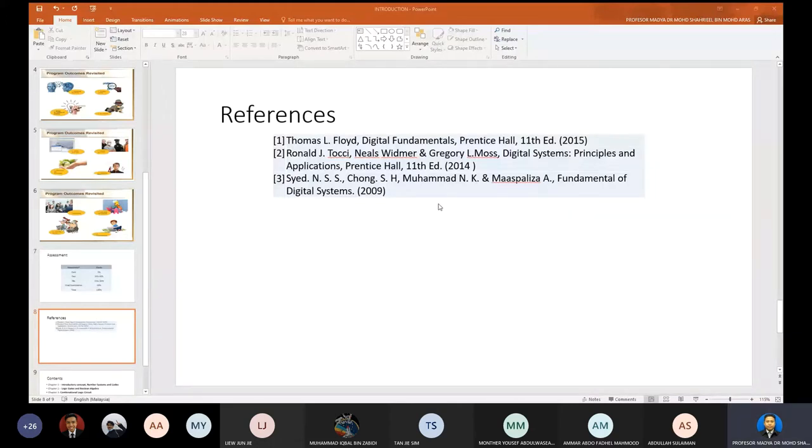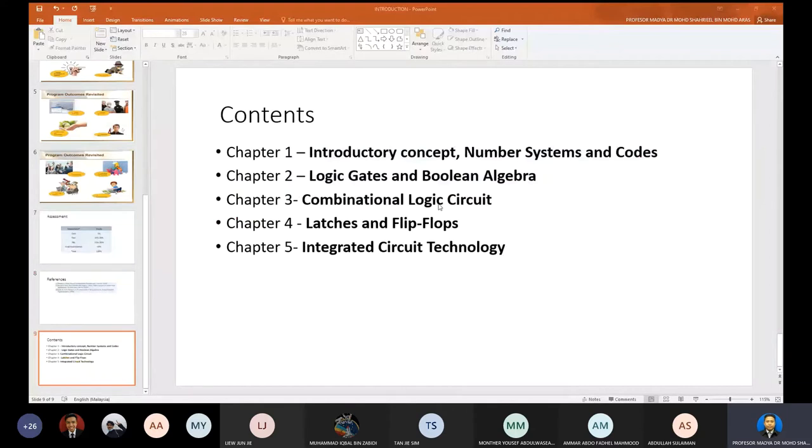Okay, so this is the content for this subject. For BEKU normally we had 9 chapters before the subject became broad based. After broad based we reduced to 5 chapters. Chapter 1 will be the introduction concept: what is digital, what is analog, what are the advantages of digital and the disadvantages of digital. And then number systems and codes. That is for chapter 1.